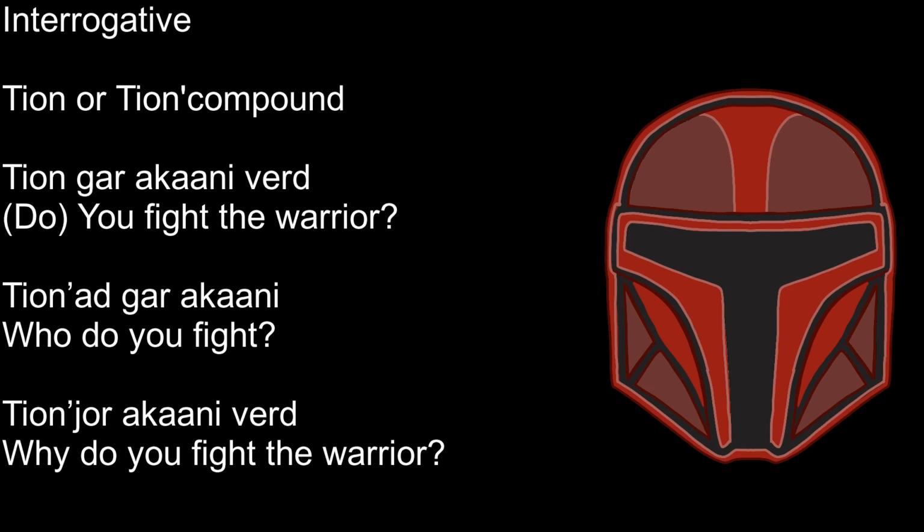For interrogatives, you also use the same structure as declarative, only it's not restricted to the second person like imperative. In order to make a statement into a yes or no question, you add tion to the beginning of the sentence. This word has no inherent meaning. It's basically like a spoken question mark at the beginning of a sentence. For example, Gara kani ved means you fight the warrior. Tion gara kani ved means do you fight the warrior? Remember, it doesn't mean do, it just means question. So, you fight the warrior, question?